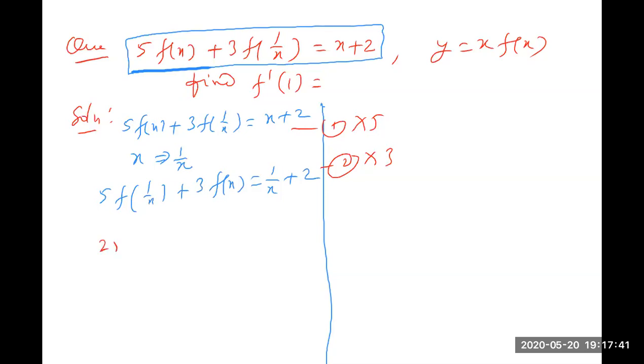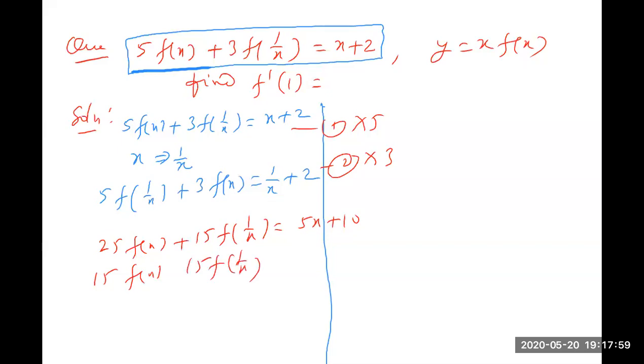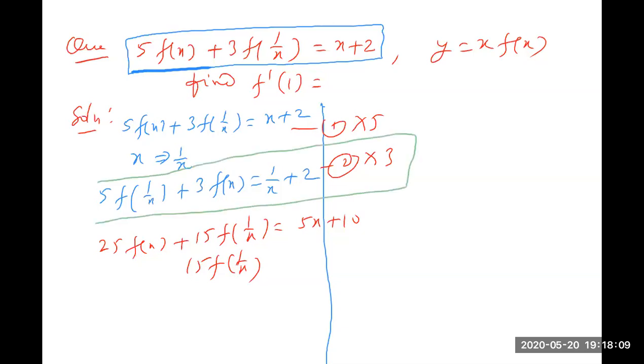So I will get 25f(x) + 15f(1/x) = 5x + 10. Multiply 1 by 5, multiply the second by 3: 15f(1/x), sorry, 15f(1/x) plus 9f(x). This equation I multiplied by 3, so 3 into 5 is 15, 3 into 3 is 9f(x). So 9f(x) I'm writing here.